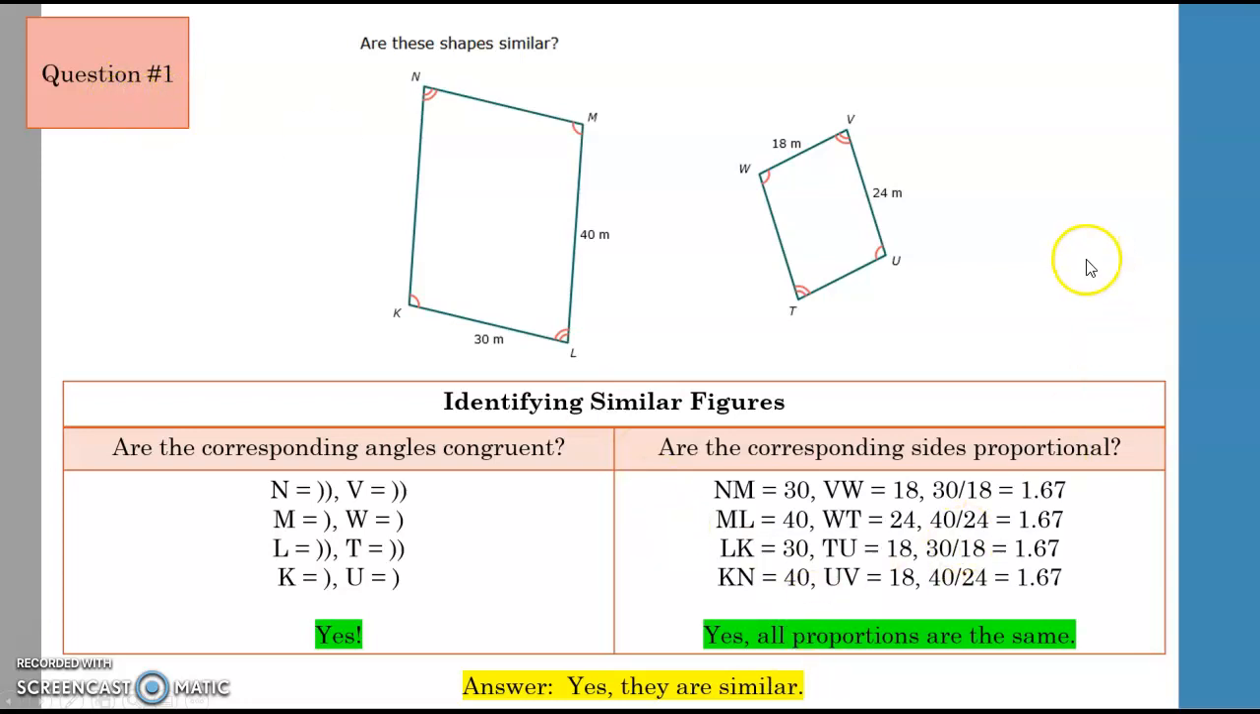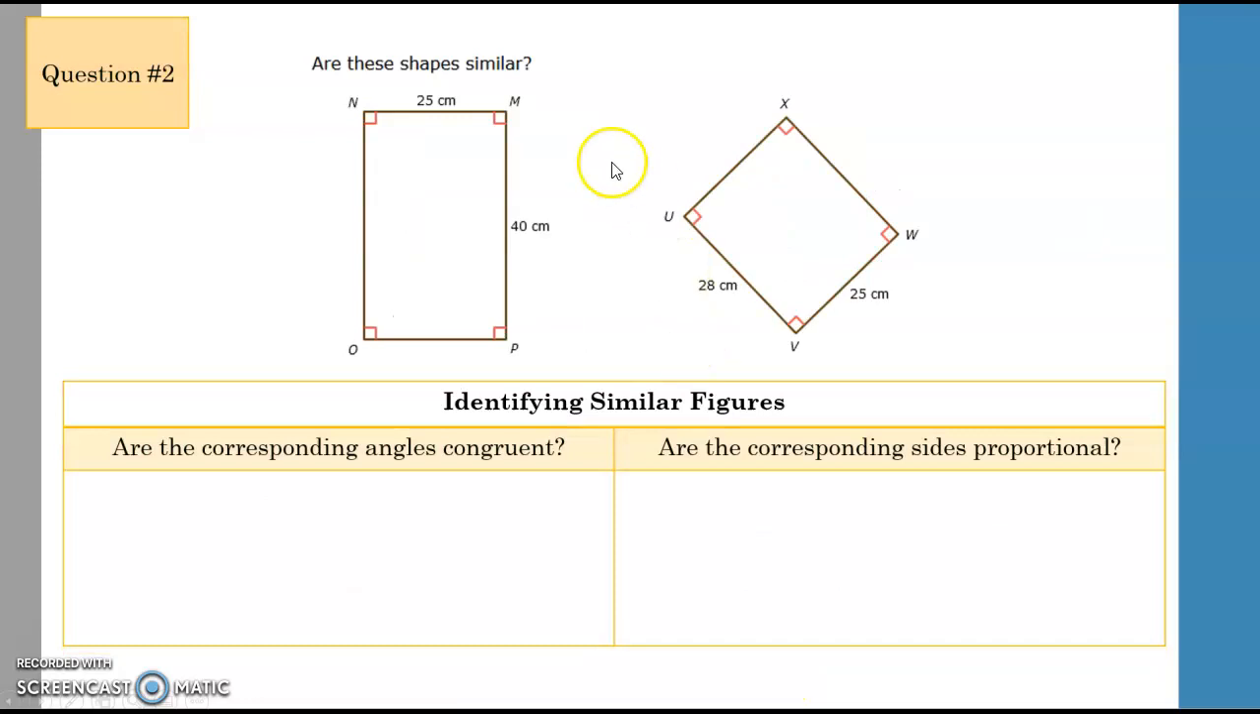Let's take a look at number 2. We'll do the same thing. I'm going to read. You can pause, try to work it out, and then you can take a look at the answer. Are these shapes similar? Okay, so we have this figure right here, MNOP. We can see that the angles have those little red squares. Remember, those red squares mean 90 degrees. So 90, 90, 90, and 90. And then we have this rectangle right here.